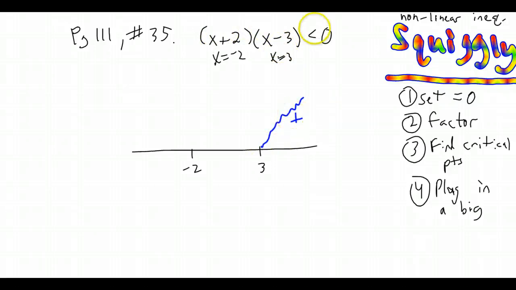Now you have some choices here. First of all, at these points, you may want to check and see what happens. Because this is less than, I know this is an open circle. I know this is an open circle. It does not include the points at -2 or 3.